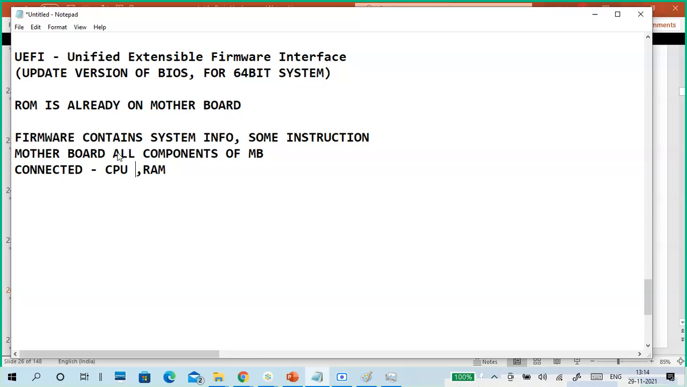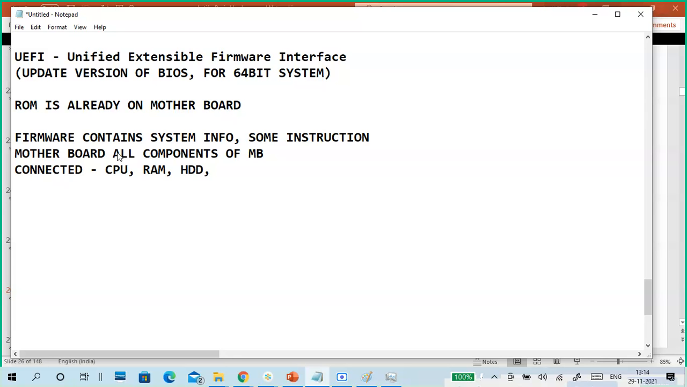We insert a RAM into the slot. So how much RAM capacity is it? What is the frequency of the RAM? How many RAMs are you using? Is the RAM working or not? Loose connection, or maybe the speed matches or not, like that. So RAM. Next, not on the motherboard, but we are connecting a hard disk.